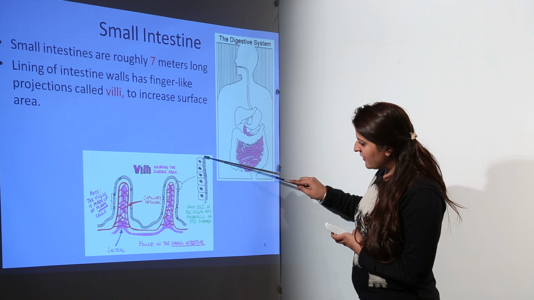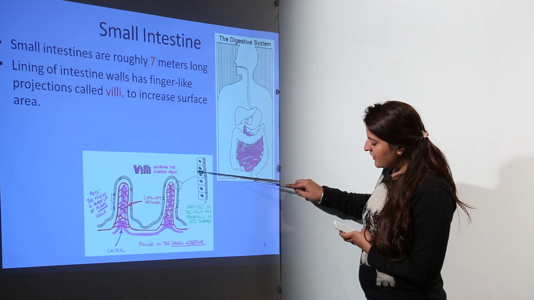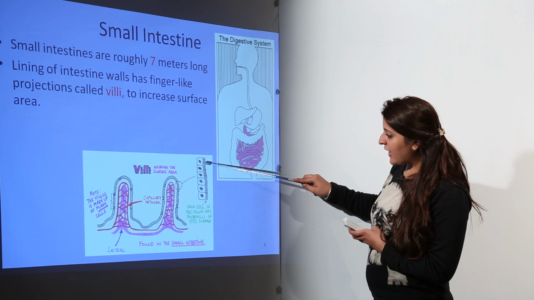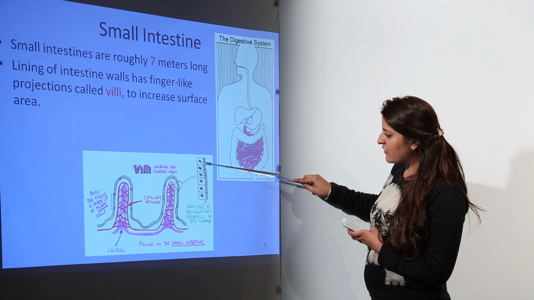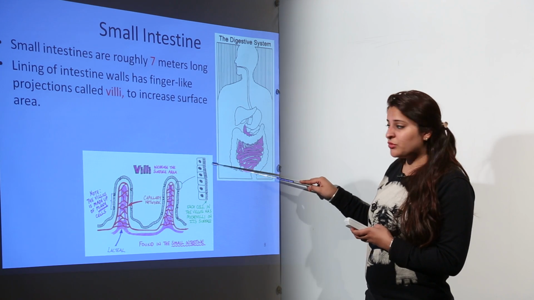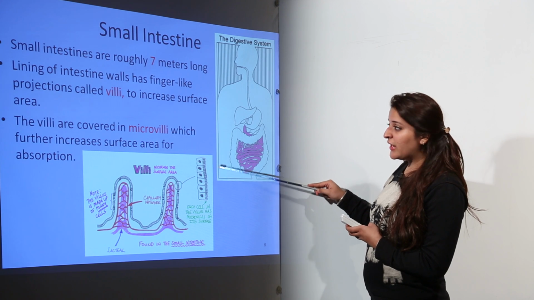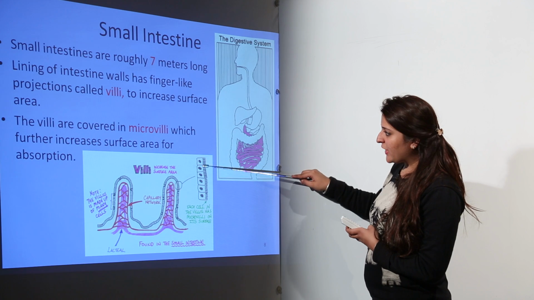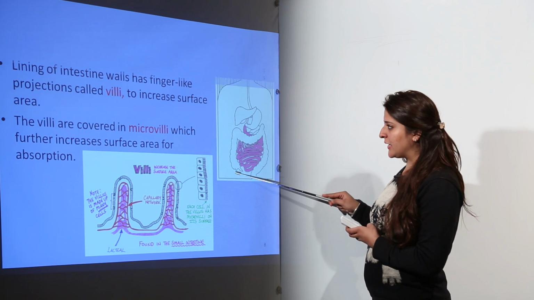Each villus cell, this is a single villus cell, and this again is a single villus cell. So these are multiple villi cells, and each of them has further projections known as microvilli. The purpose of microvilli is also to increase the surface area so that more and more food can be absorbed. The villi which are covered with microvilli increase the surface area.